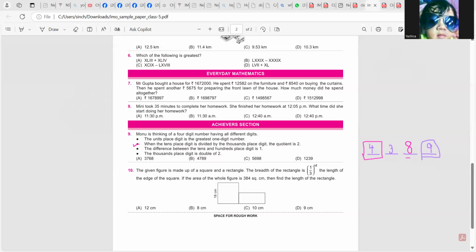The difference between the tens and the hundreds place digit is 1. So naturally, this will also change. Okay. Okay, so it's 4789, option B. Very good. Now do number 10, but fast, Yashika.